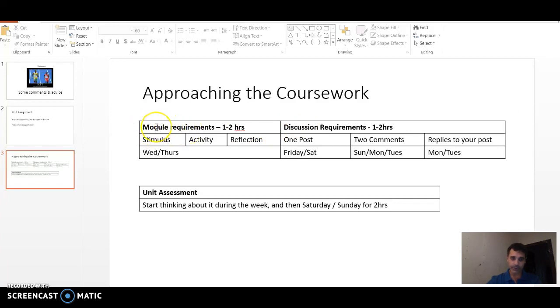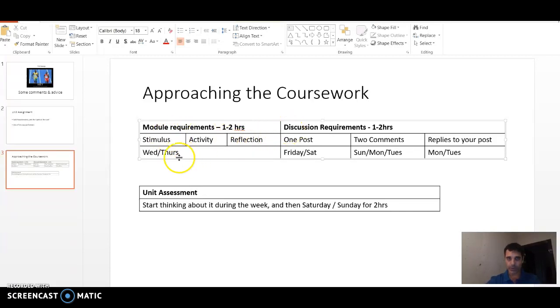You've got the requirements of each module, and you've got the requirements of the discussion, okay? So in the module, you've got a stimulus, you've got an activity, you've got a reflection. Generally, it's set out like that. Sometimes there's another little detail here somewhere, but you need to look at the stimulus, then do whatever activity you've been asked to do, and then reflect on that activity, okay? So reflection is very much part of TOK.